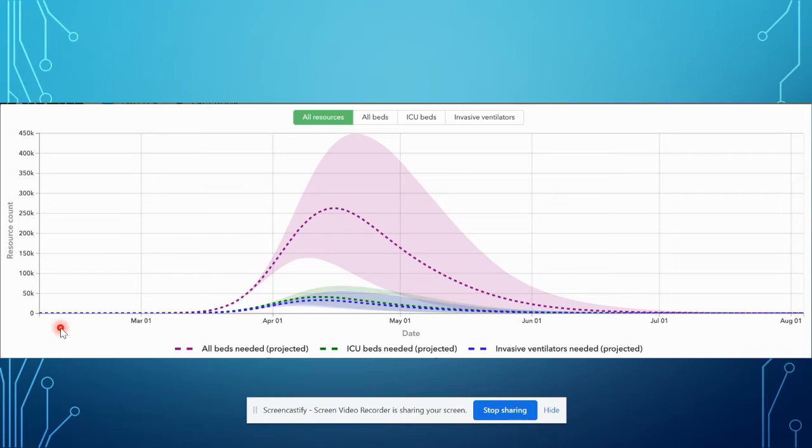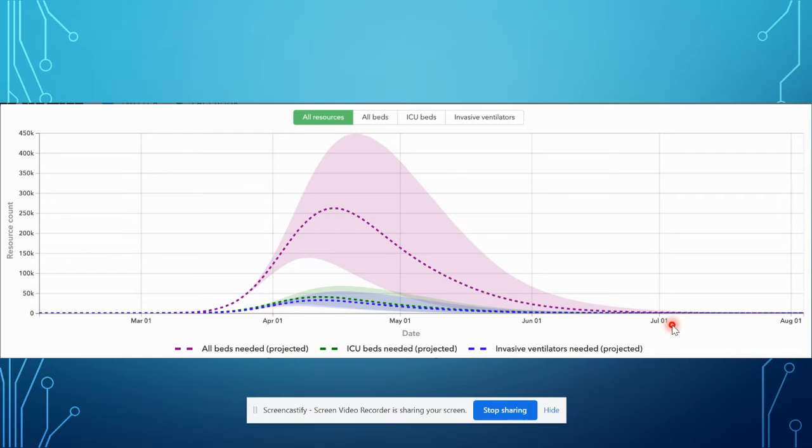So, we talk about independent and dependent variables just so we can understand the relationship, what's going on here. So we see on this x-axis, date. And then we see on the y-axis, resource count. So we know that resource count depends on date. On different days, there are going to be more or less resources in use.